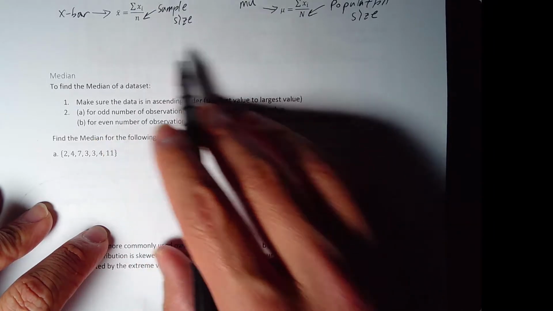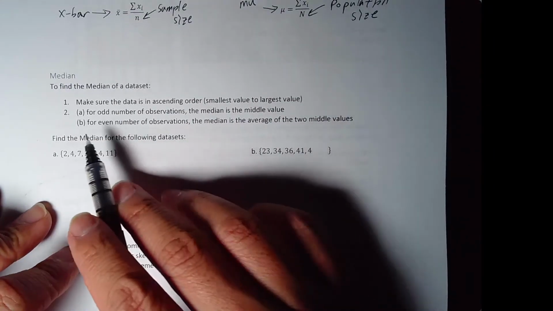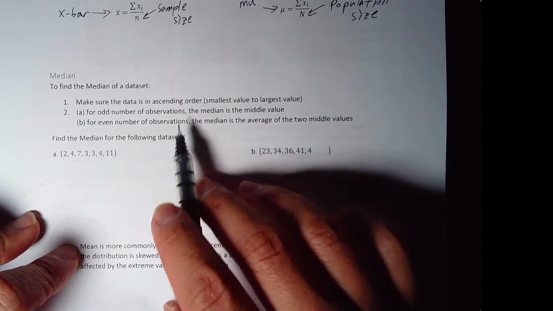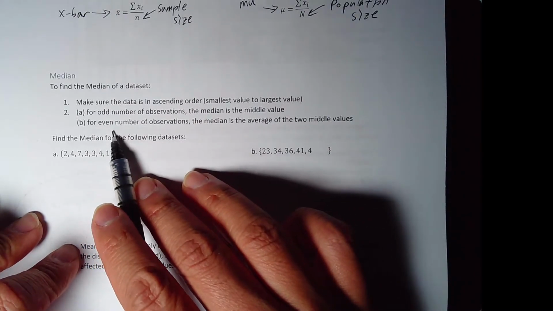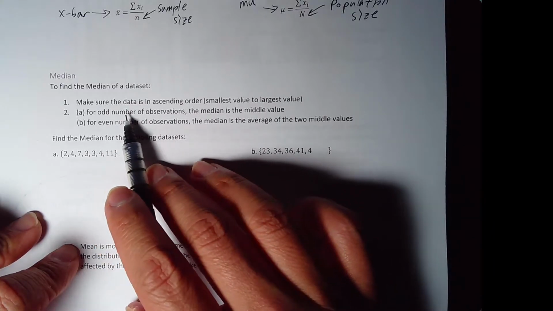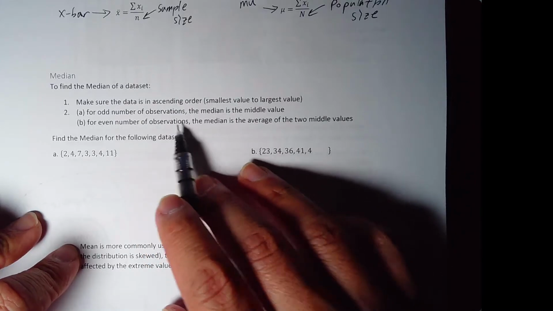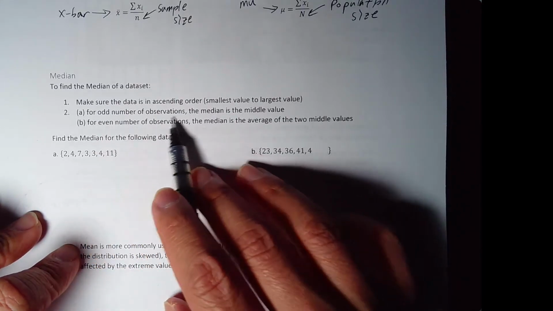If you have a set of data, you can simply add it up. With a median, you need to put the data in ascending order first. Secondly, you have different procedures depending on if it's an odd number of observations or an even number of observations. Okay, let's do an example for odd first.